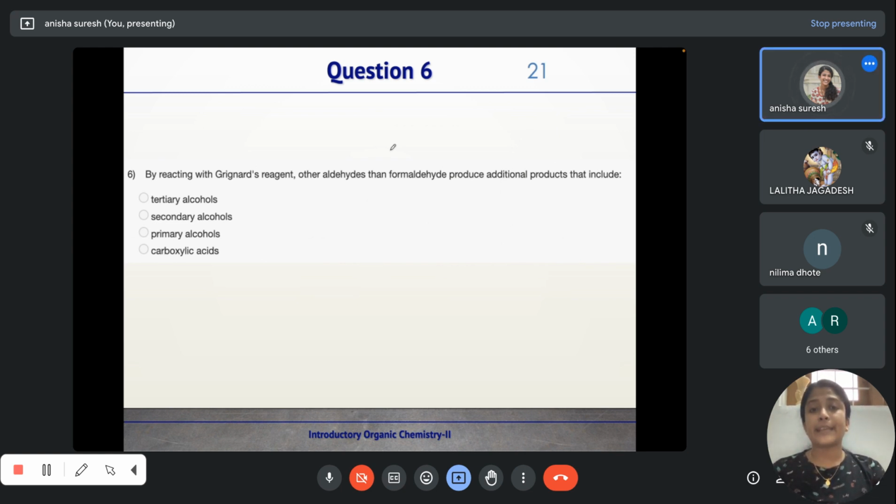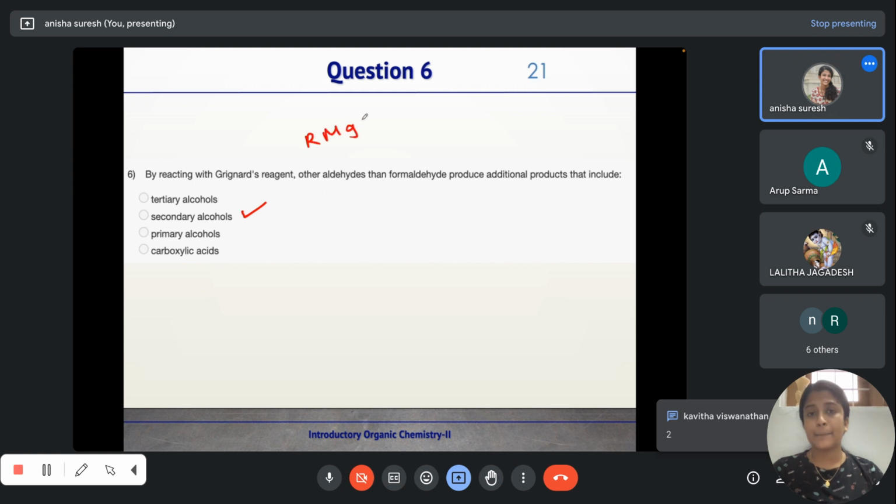By reacting with Grignard's reagent, other aldehydes than formaldehyde produce addition products that include tertiary alcohols, secondary alcohols, primary alcohols, carboxylic acid. So here what they are asking is, except formaldehyde, other aldehydes will give what kind of product? So what will be the answer? Yeah, secondary alcohols is the right answer. Grignard's reagent will be RMgX.